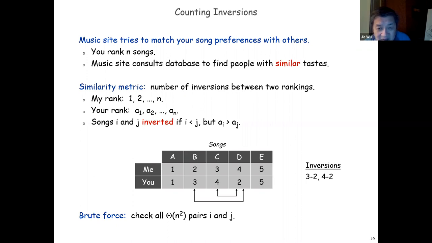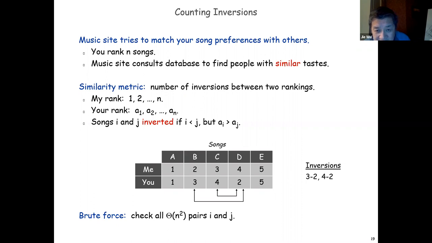Then we say that inverted really means that if i is less than j, but A_i is larger than A_j. So actually 1, 2, ..., N means N different items. Let's just look at this one. Like me, you rank 1, 2, 3, 4, 5. The other one puts the 1 first, then 3, then 4 and 2. So in terms of inversion, you have 2 inversions.